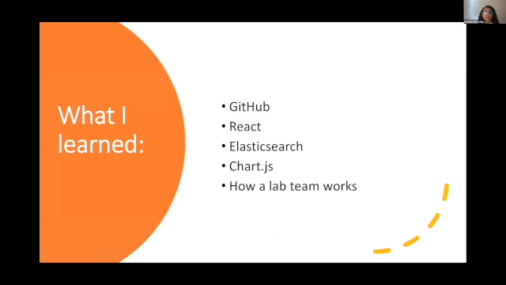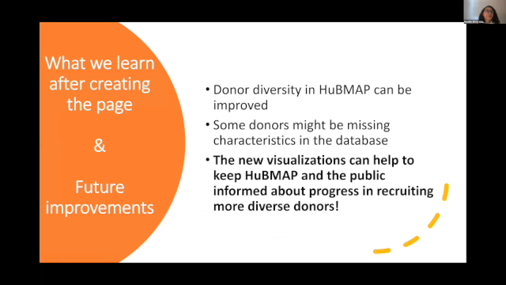What I learned was GitHub, React, Elasticsearch, Chart.js, and I also learned how the lab works remotely. Even though it was remote, I learned how each person contributes to the lab, and it was really interesting to me.